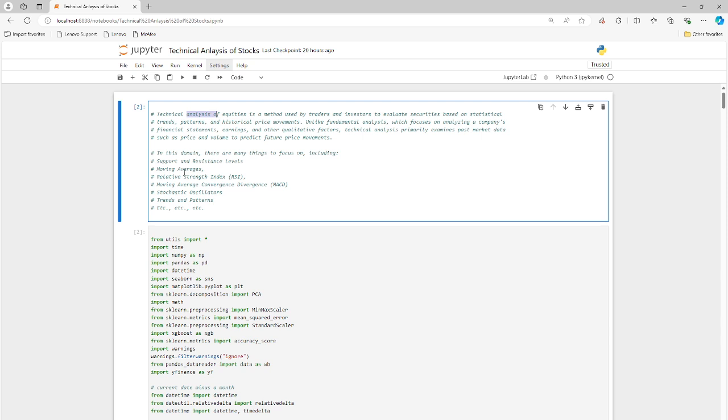So we're going to look at a few things today: support and resistance levels, moving averages, relative strength indices, moving average convergence and divergence, right, coming together or spreading apart. We're going to look at some stochastic oscillators and overall trends and patterns in this data, and a few other things too. So we're going to import some libraries here that are going to help us pull data from an API endpoint maintained by Yahoo Finance.